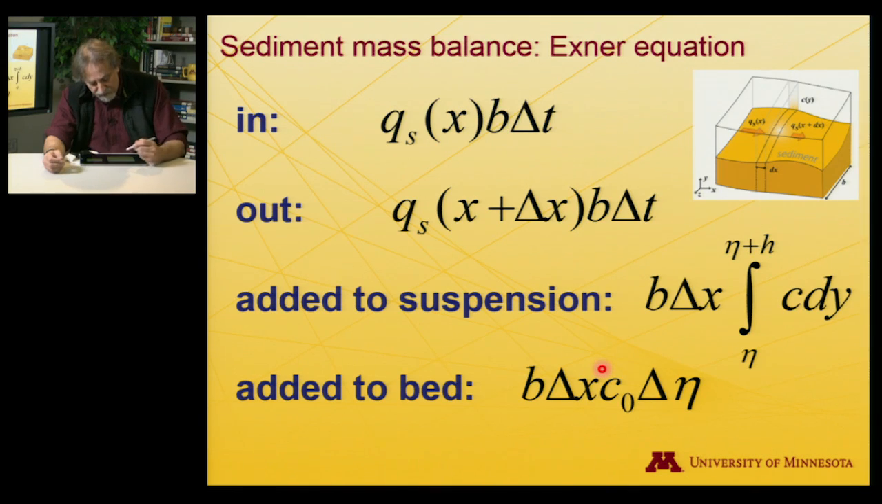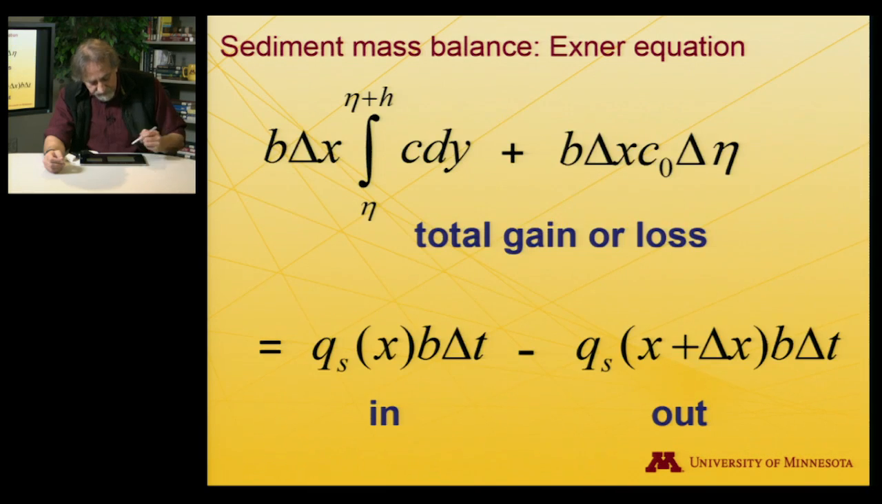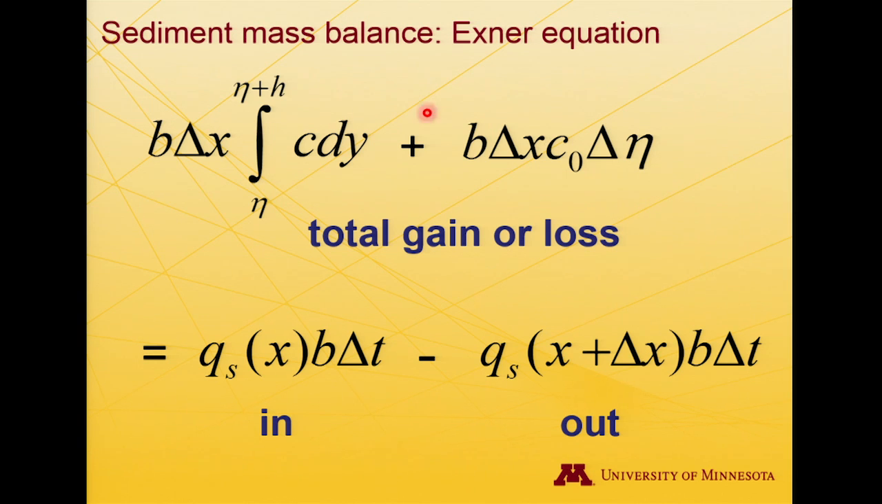So these are our four elements: in, taken at the upstream end of the box, out, taken at the downstream end of the box, and then two potential storage terms, one storage into suspension and the other storage into the bed. So we're just going to put those together in a single equation and add them up. The total gain or loss is the sum of the two storage terms, storage into suspension and storage into the bed, and that has to be balanced by influx minus outflux.